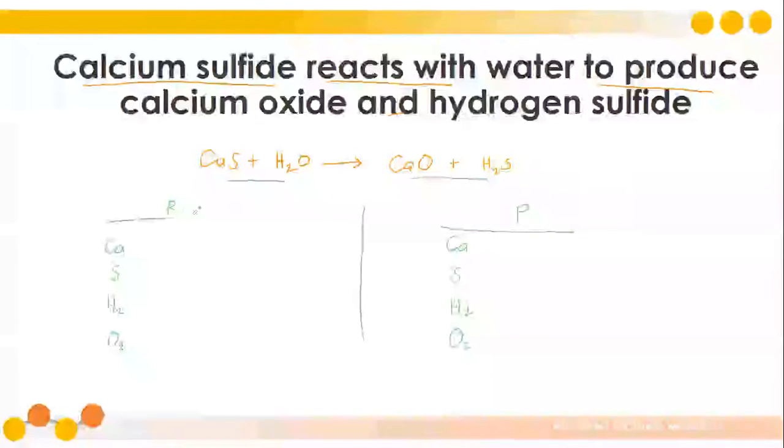Start first with the reactant side. For calcium, you have here one. You only have one element for calcium. For sulfur, you also only have one. For hydrogen, there is a subscript of 2, meaning you multiply it with hydrogen, which indicates that there are 2. And then for oxygen, you only have 1.